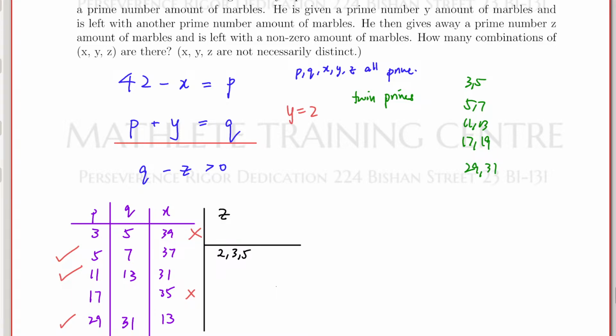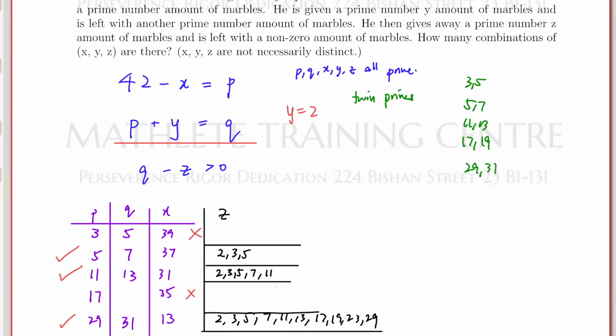In the second case, where Q is 13, Z must be smaller than 13. That's 2, 3, 5, 7, 11. And then in the last case here, Z must be smaller than 31. So here there's a lot of cases, right? It can be 2, 3, 5, 7, 11, 13, 17, 19, 23, and then 29, all smaller than the value 31. Okay, so these are the choices that we have.